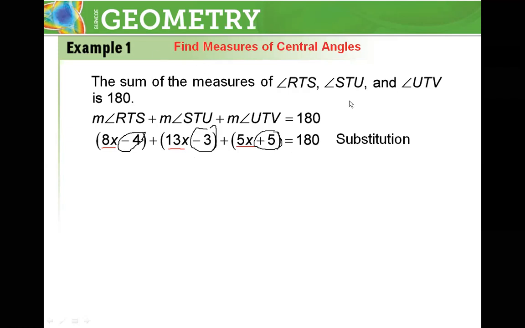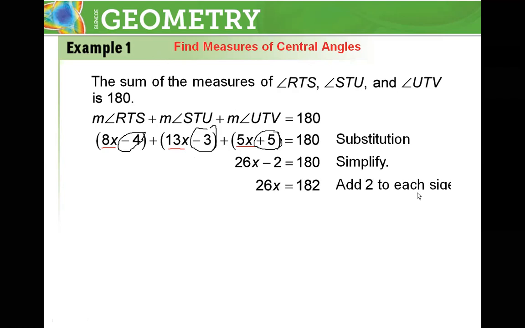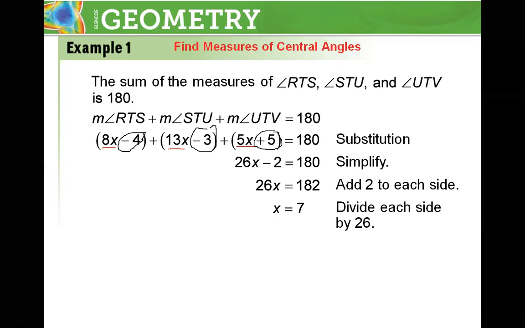So as you said, 26x minus 2 equals 180. What shall I do after that? Plus 2 to both sides. So we add 2 to each side, and 26x equals 182. Now we divide each side by 26, so x equals 7. Excellent. So our result is 7.